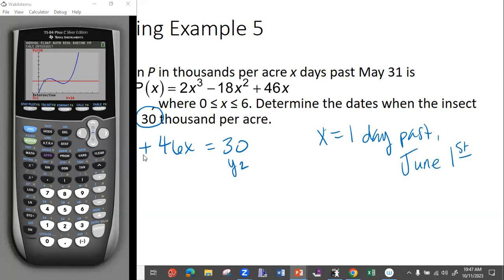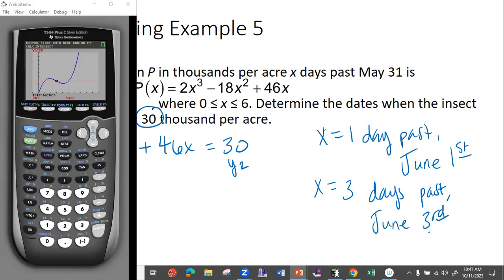All right, I'm going to repeat it again to find the next one. So I'm going to go second, trace, intersect. Got to move a little bit closer to my next one. I'm going to hit enter, let's see. And it says the next time that I'm at a population of 30,000 is when x equals 3. So that's 3 days past May 31st. What is 3 days past May 31st? June 3rd.